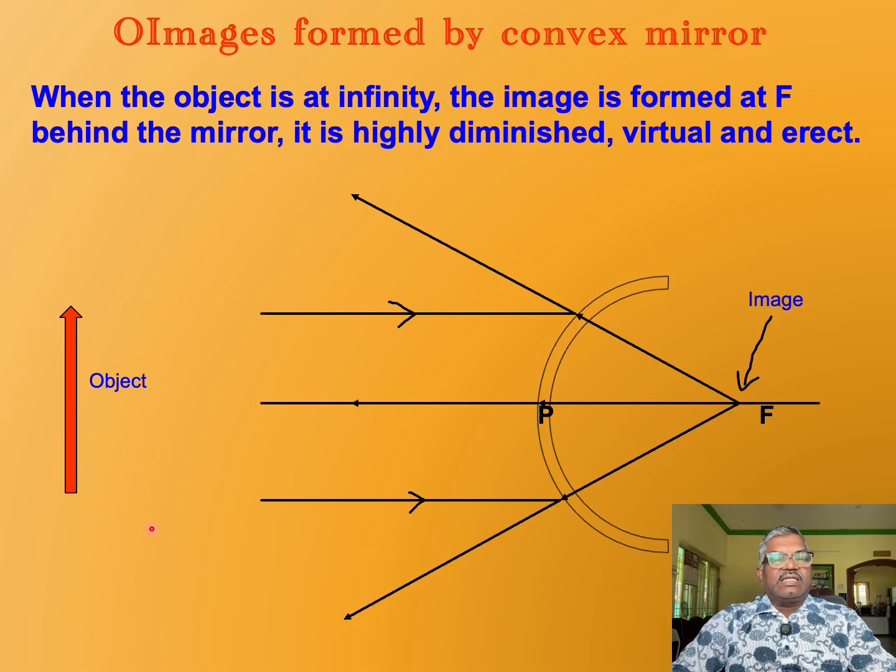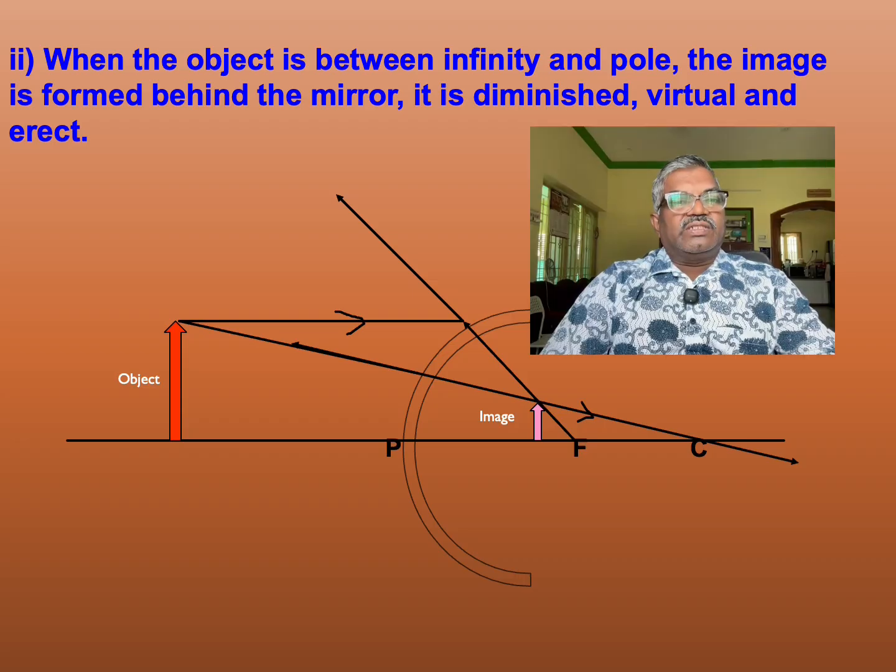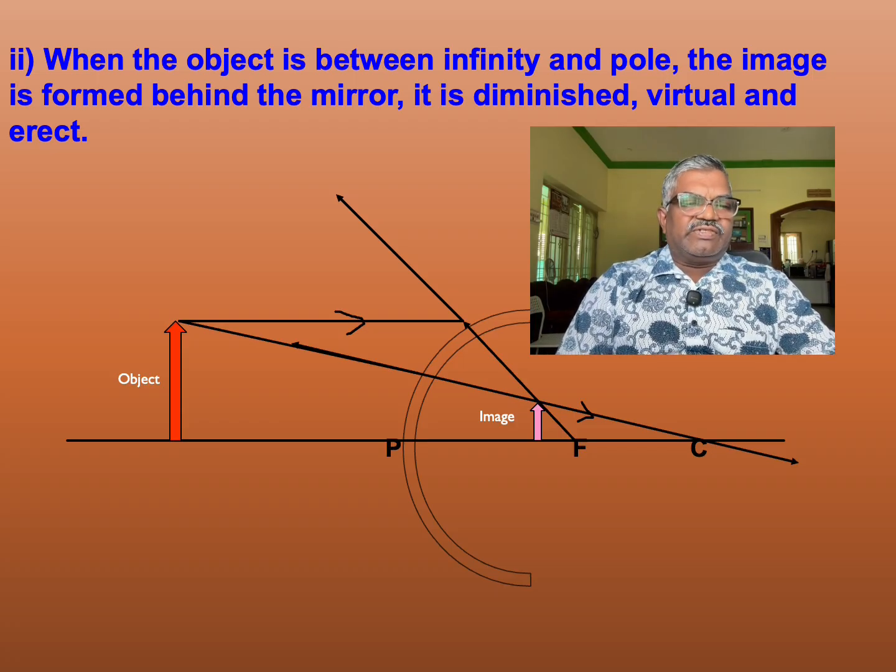There are two rays parallel to the principal axis. After reflection, they diverge. See, these are the diverging rays. They never meet on the same side as the object, but they appear to meet at F, at the focus. So here the image is formed behind the mirror, at the focus, highly diminished, virtual and erect.